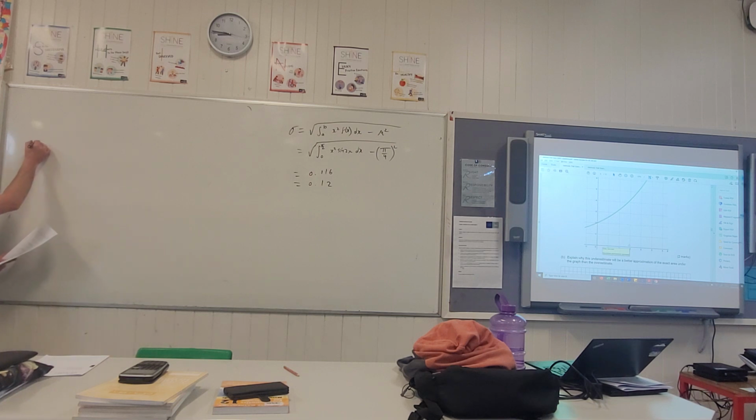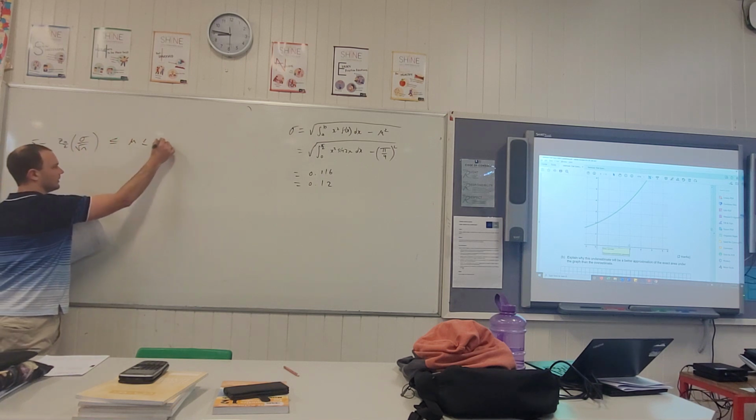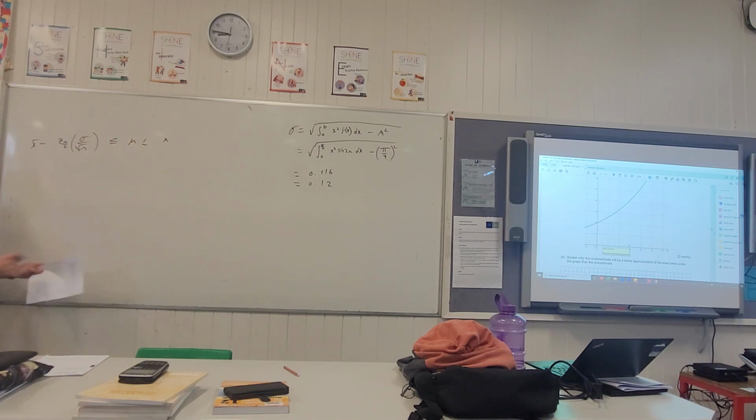Alright, so we have x bar take z alpha on 2 multiplied by the standard deviation on the square root of n. So that's the lower component, and then we're going to have the upper component here. So x bar is the observed sample mean. From the sample of 12, we had a mean of 24.5.